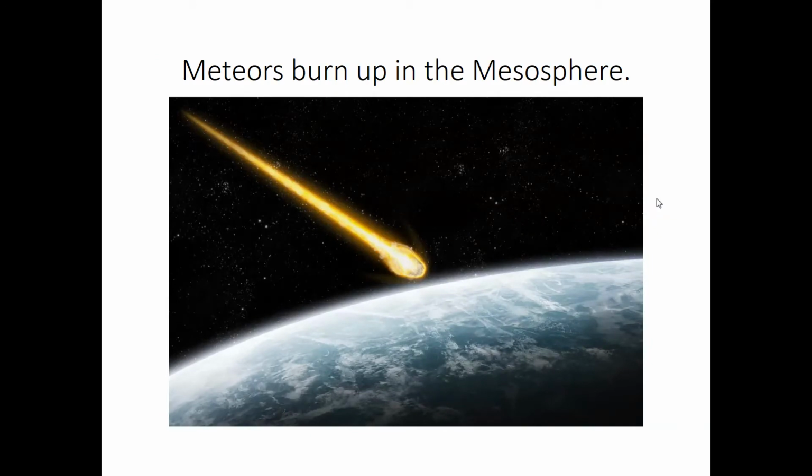Another interesting thing about the mesosphere, though, is that even though the air there is really thin, it's actually thick enough that meteors that begin to enter the atmosphere begin to feel friction and they begin to feel drag. And so they begin to burn up. So meteors actually burn up in the mesosphere.